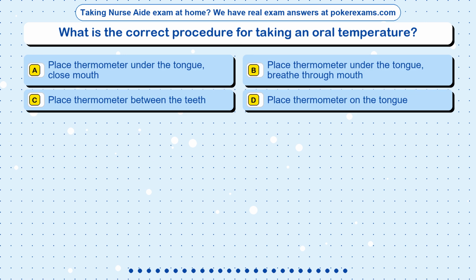Question 17. What is the correct procedure for taking an oral temperature? Option A, place thermometer under the tongue, close mouth. Option B, place thermometer under the tongue, breathe through mouth. Option C, place thermometer between the teeth. Option D, place thermometer on the tongue.